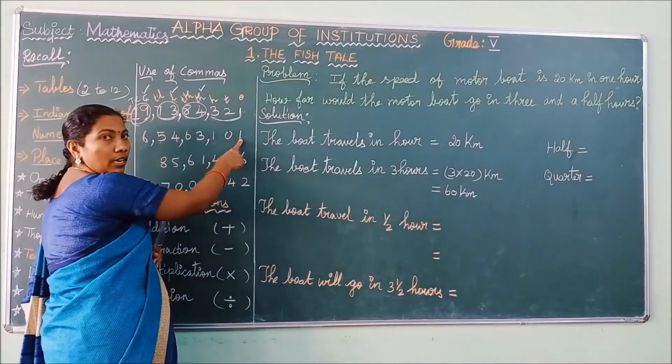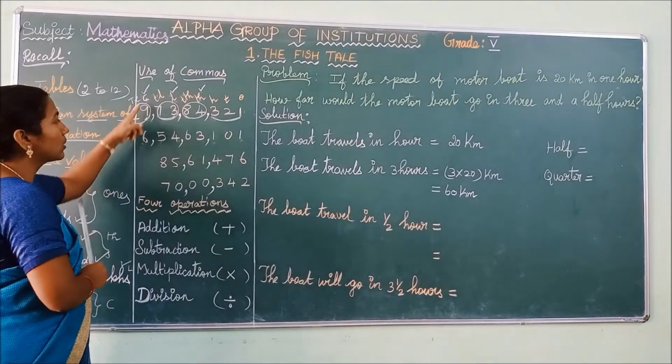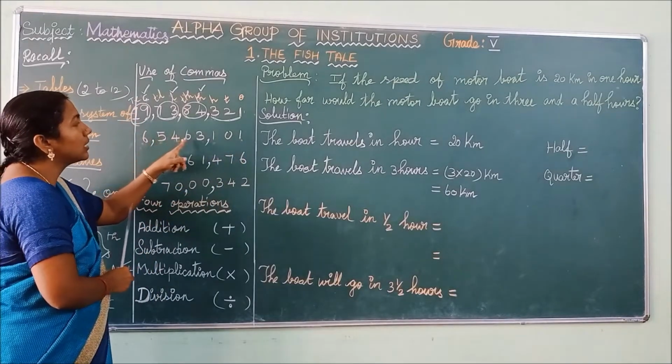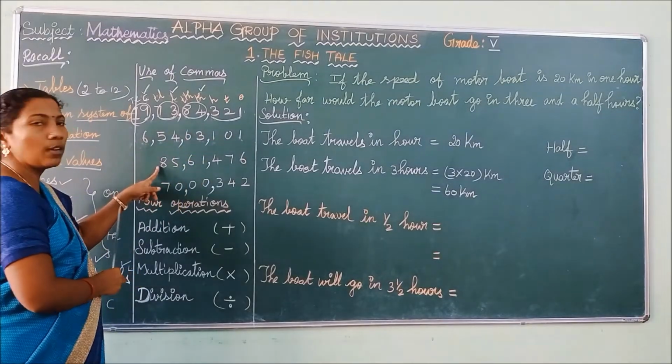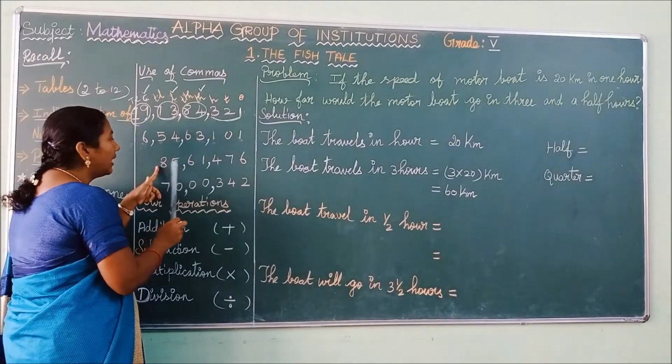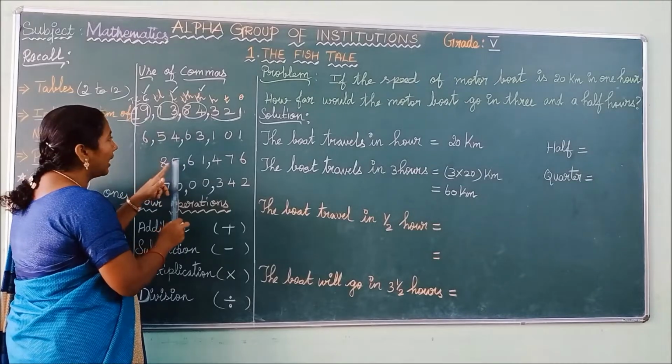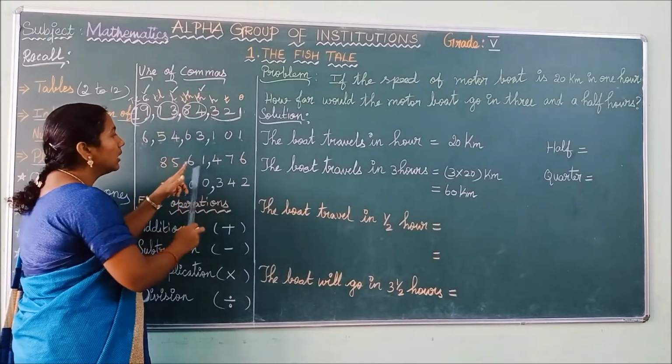63,101. Do you understand, children? How can you read this? 6 crores 54 lakhs 63,101. Similarly, read this number along with me. See here, 85. You have to read it as a whole. 85 lakhs.